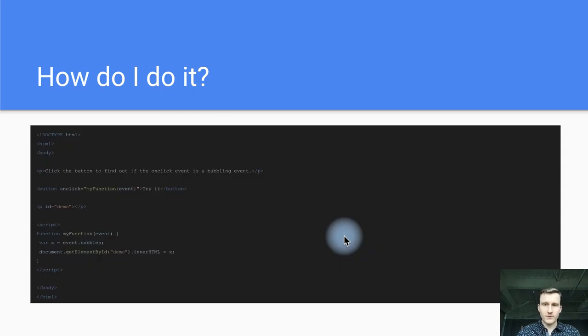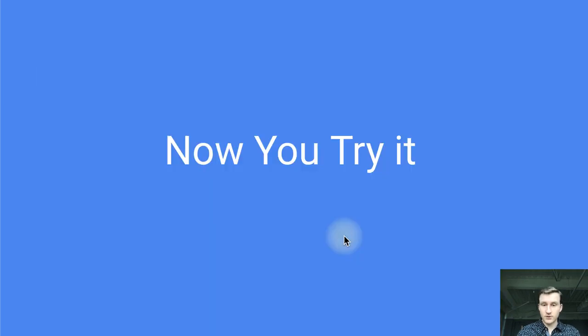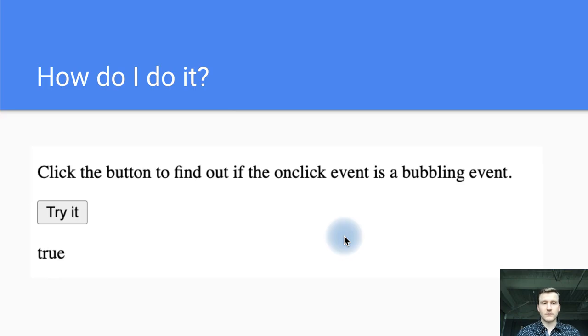What is the output from the code shown on the screen? Try it yourself. Pause the video here. So, when we click this button, we can find out if the onClick event is a bubbling event, and the output is true.